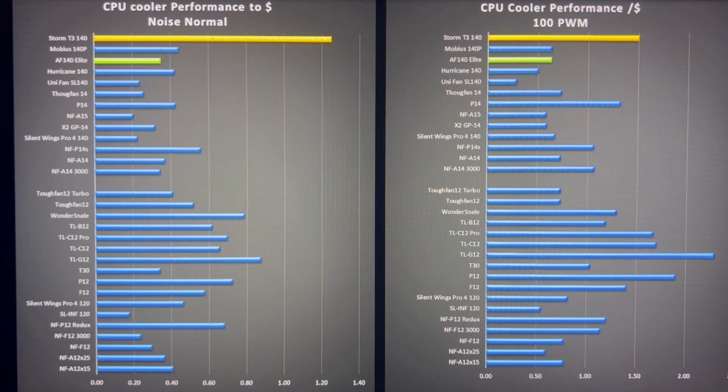Mind, again, these are thicker fans, the Storm T3s, so they may not fit in every part of your case, depending on what type of case you have and how everything is set up. But they are truly excellent value. At 100% PWM, they drop back a little bit because their top-end performance just isn't quite there, but they're still excellent value. The only ones beating it are in the 120 millimeter category.